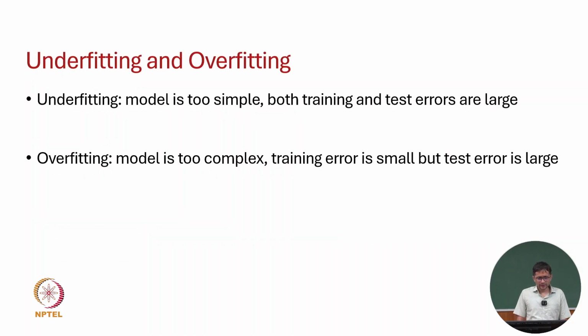Let us also try to understand a bit about underfitting and overfitting. Underfitting happens often when the model is too simple, and in this case, both training and test errors are often large. Whereas in the case of overfitting, generally the training error is small, but the test error is large. And overfitting happens quite often when the model is complex.